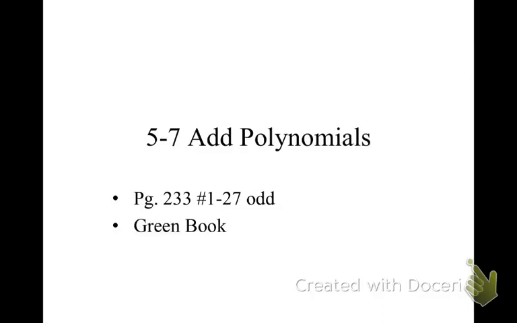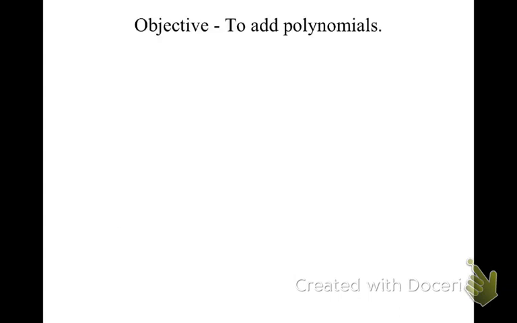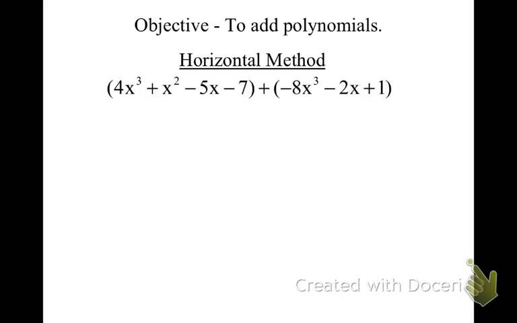This is 5-7, Adding Polynomials, page 233, number 1 through 27 odd in the green book. All right, so when we're adding polynomials, what you see is we have one polynomial here and another polynomial. What we want to do, since they're being added together, we're just going to be combining like terms.